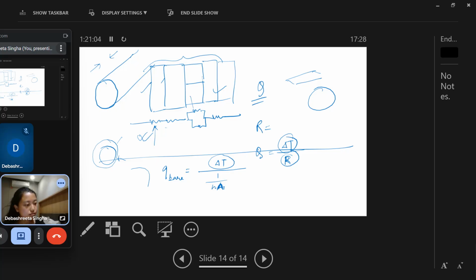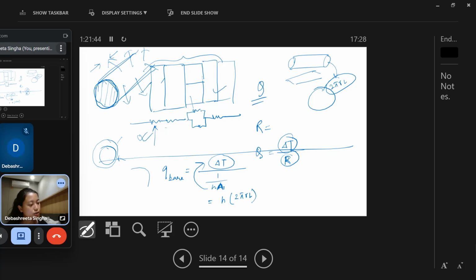So the area is the curved surface area of this, not the upper portion, the upper circle. Why is it the curved surface area? Because heat is getting transferred from this curved portion only. So A for a cylinder is the curved surface area, 2 pi RL, right? This is the surface area. So this will go on top: H 2 pi RL into delta T.